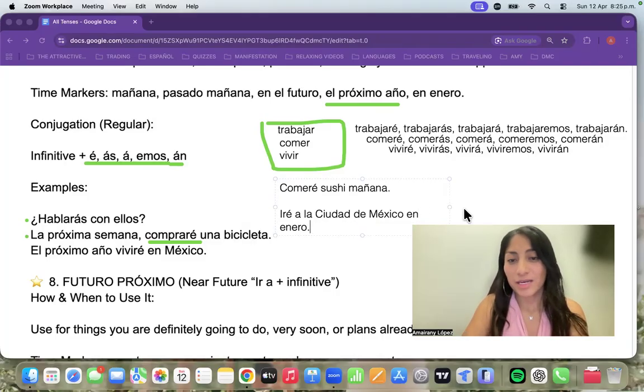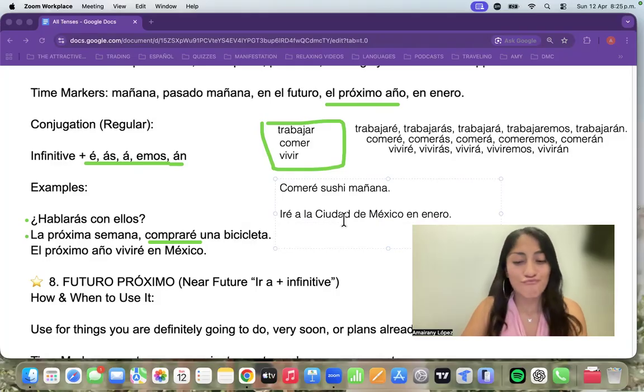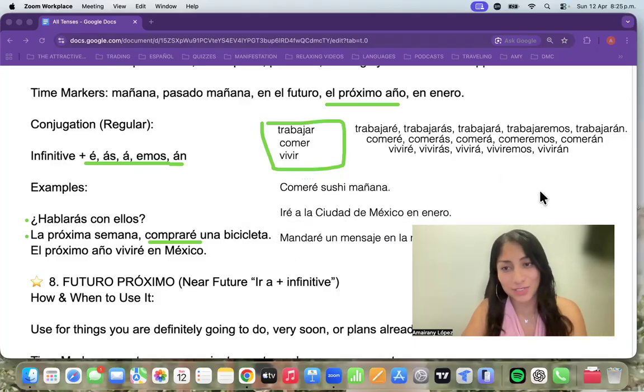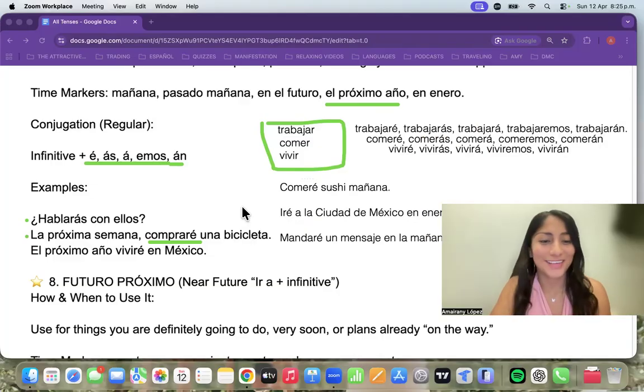Iré a la Ciudad de México en enero. I will go to Mexico City in January. And mandaré un mensaje en la mañana. I will send a message in the morning. Mandar means to send. And mandaré, I will send. Okay, so I will send a message in the morning.